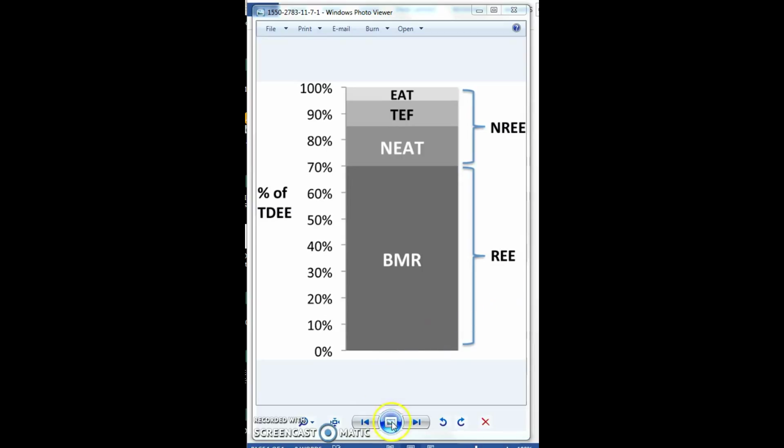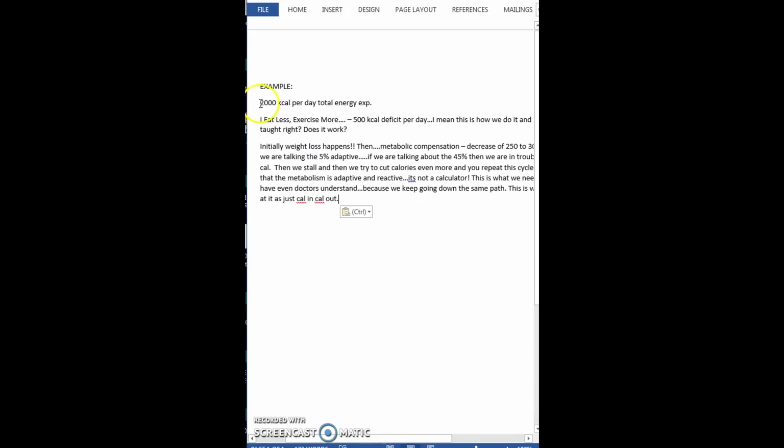Alright, so what's an example of how that works? I'm going to go through that right now. Here's an example. I'm going to try and make this as simple as possible because I know we just covered a lot. So assume your total daily energy expenditure. Say we calculated everything, right? We took your BMR, we took your exercise, all that stuff, and added it all up, and we figured out that you burn 2,000 calories per day from all of that.